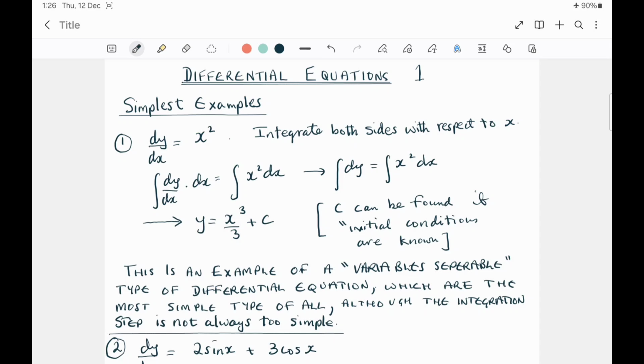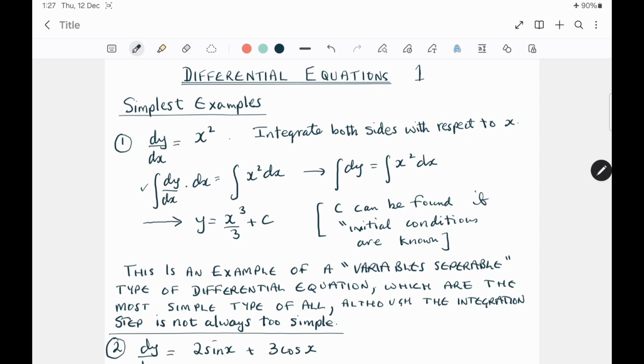So what I'm going to concentrate on is giving you certain types of differential equations and going through the methods of solving them. So starting off with just about the most elementary type, and I've given it here as number 1, saying that dy/dx is equal to x squared. To solve this, all we have to do is integrate both sides with respect to x. And I've written down the integral sign here. Integral of dy/dx with respect to x equals the integral of x squared dx.